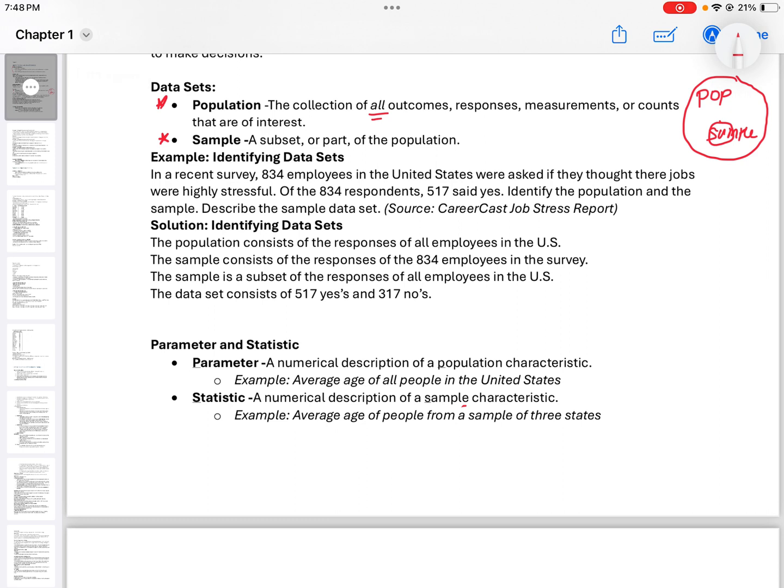You have an example and a solution. For the sake of time, I'll let you read them on your own. You can go ahead and pause the video and read the example and the solution to the example.